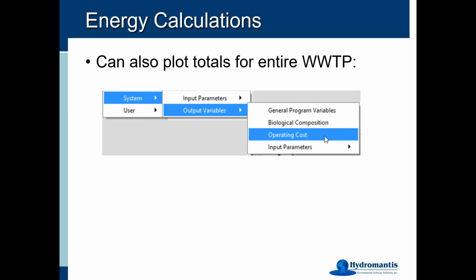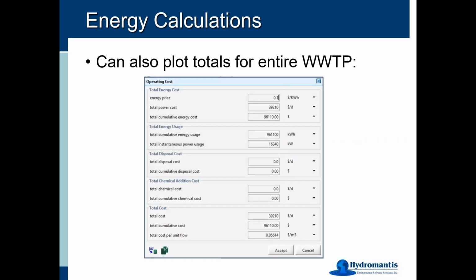The way you get that information, if you want to plot that, is to right-click on an open point in your drawing board, so a blank spot on your drawing board. Right-click, go to Output Variables and Operating Cost, and now you have the menu for the entire plant. It includes actually all of the operating cost calculations for all of the objects that we have. So here you can see that it shows you the total power cost for all of the objects together, the total cumulative cost, the amount of power that's being used. We're doing it per day, and then the amount since the beginning of the simulation.